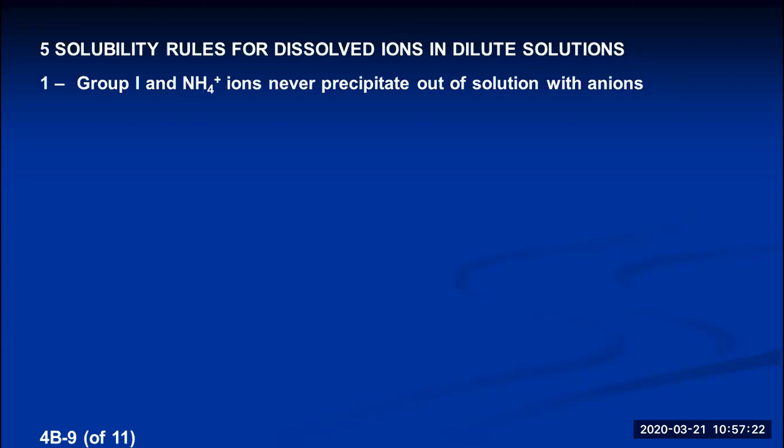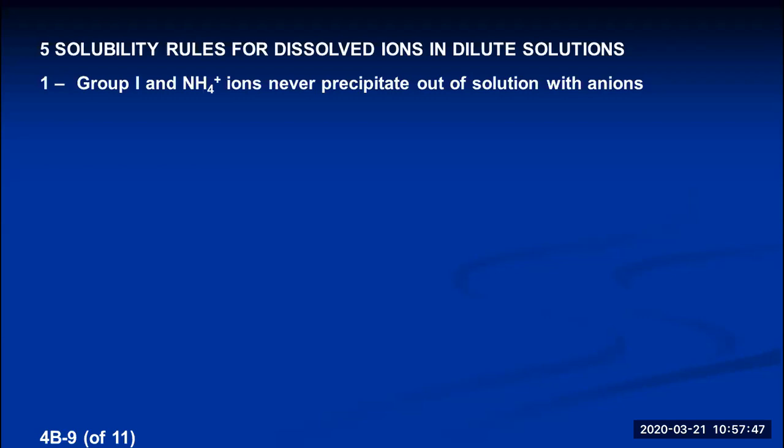And the first rule is, if you have a group 1 ion or an ammonium ion, they will never precipitate out of solution with anions. They will never bond to an anion and precipitate out, as long as the solutions are considered to be fairly dilute, and we'll assume all dilute solutions throughout this unit. So this means sodium ions, lithium ions, potassium ions, ammonium ions, they never will precipitate out. What's similar about all of them?